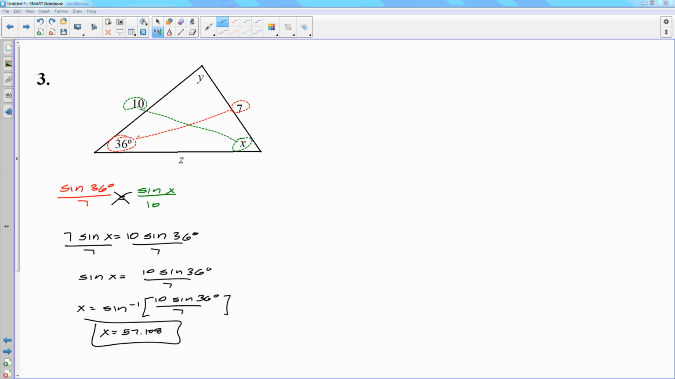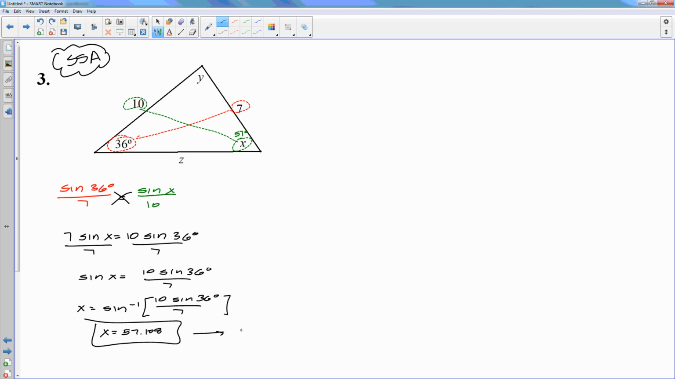All right, so there I finished solving it. Cross multiplied, I did the inverse sine, and I got 57.108, and I'm double checking this, and 57, if this is an angle of 57 degrees, that does make sense. 10 is larger than 7, so this angle opposite 10 is larger than the angle opposite 7, so I'm happy with that. However, once again, this was a side-side-angle triangle, which means I need to consider a second possible answer for x.